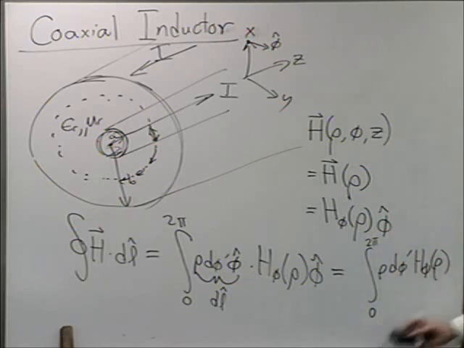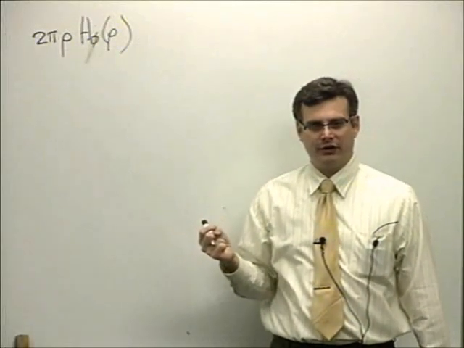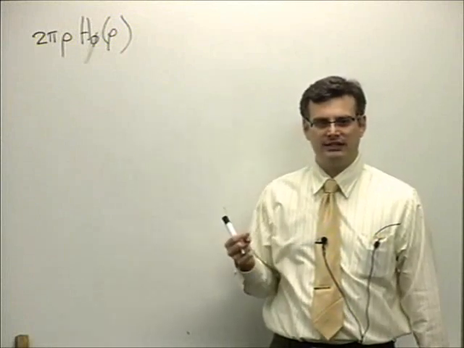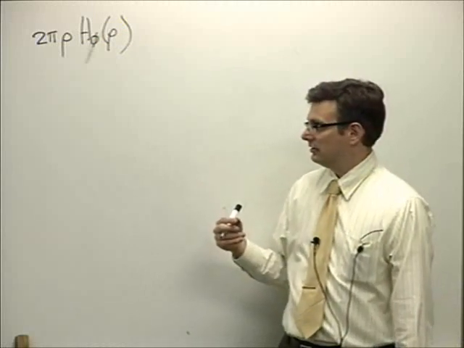So, continuing on in my calculation on this board, I get 2 pi rho, which I factored out, and another thing that I treated as a constant, the phi component of H. So that's what that line path integral evaluates to inside the coaxial inductor, as long as I'm between the two plates where my assumptions have been valid.